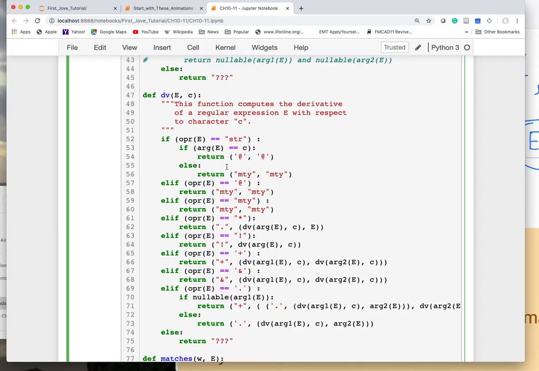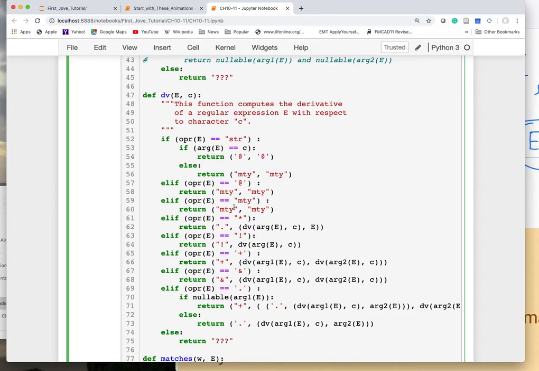But otherwise, if the argument of E is not C, then I'm trying to derive a regular expression like D through a character like C. Is that going to work? No. So I return empty. If the operator is the empty epsilon string, which means the regular expression is epsilon, then can I derive a character out of it? No, because epsilon is a regular expression, deriving a character out of it, can't do, so I return empty, because it's an empty set, there's nothing to derive.